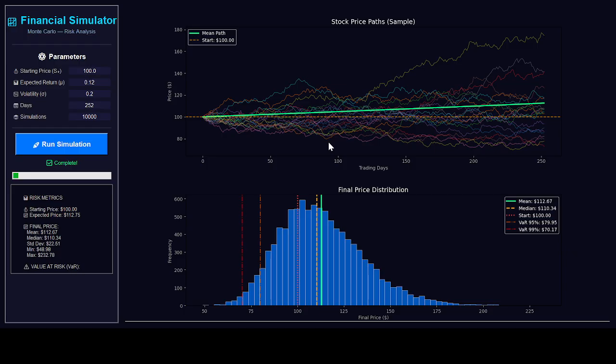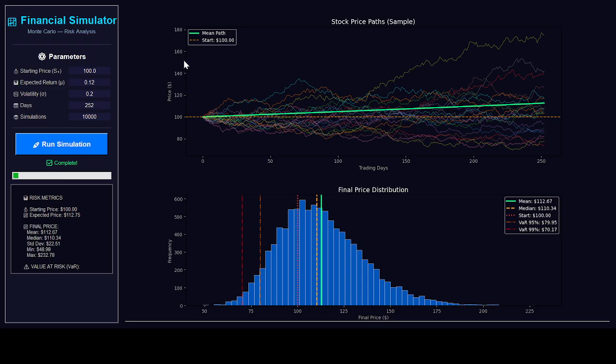Now I will move towards the right side, which shows the graphs. Graph 1, the top graph, is generated using Monte Carlo simulation. On the horizontal axis we have trading days. You can see 50, 100, 150, 200, 250 and so on, representing approximately 1 year of market activity. On the vertical axis we have stock price. You can clearly see 80, 100, 140, 160, 180 and so on.